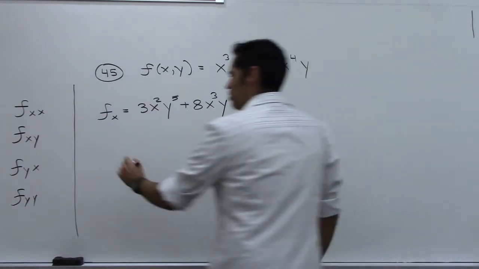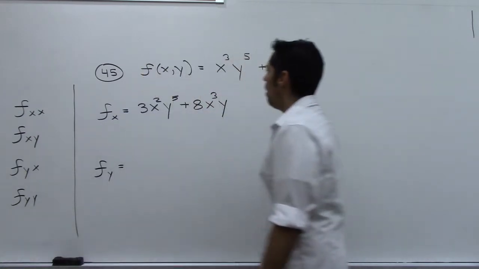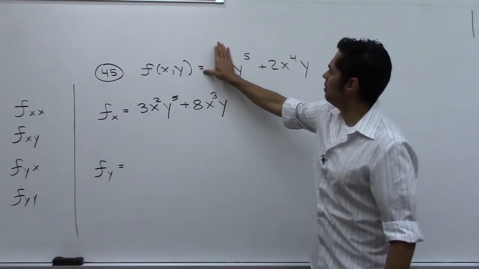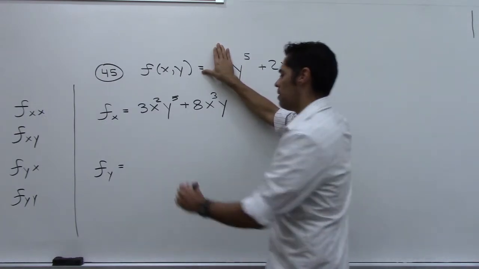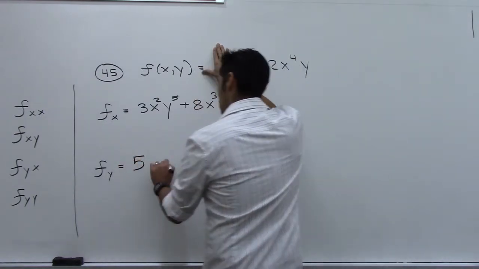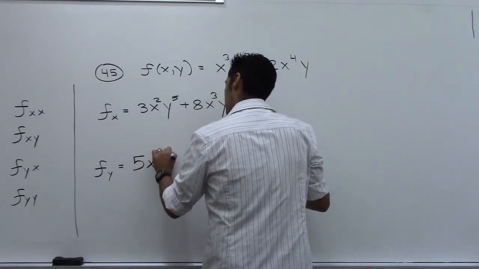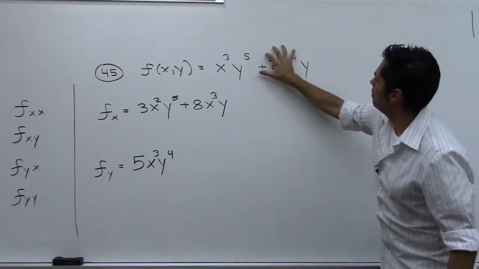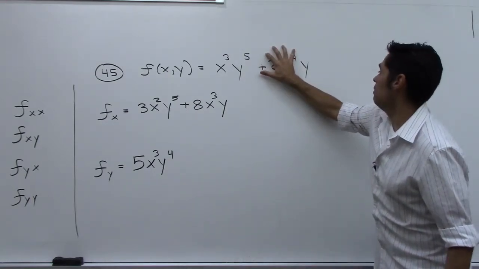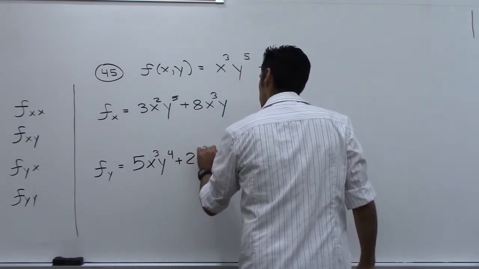Let's go ahead and find the partial with respect to y while we're here. Partial with respect to y would be, cover up the x because it's a constant, derivative of y to the fifth is 5y to the fourth. So 5y to the fourth, but I still have an x cubed there. And then over here, 2x to the fourth, that's all a constant. Derivative of y is 1, so I'm just going to get that constant. Plus 2x to the fourth.